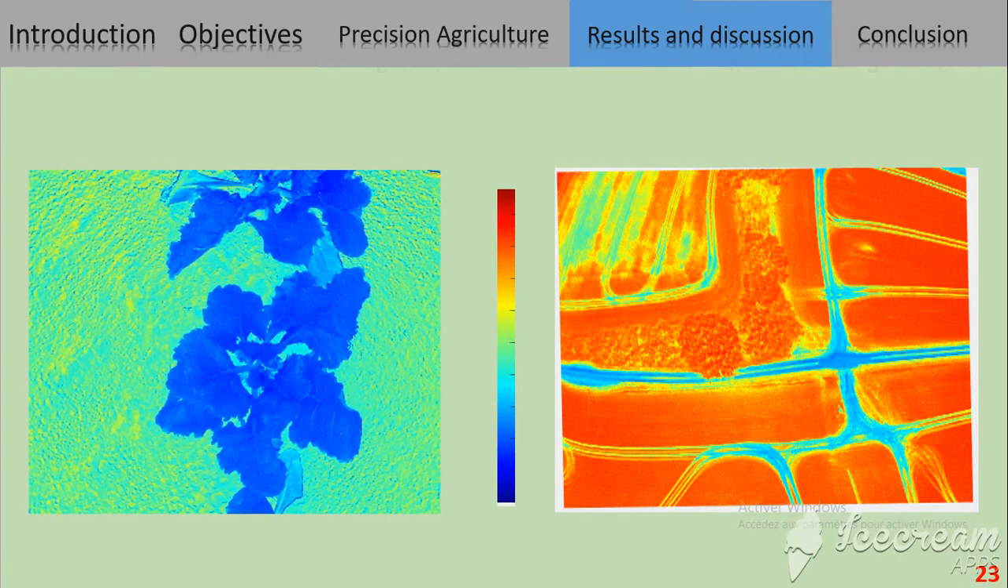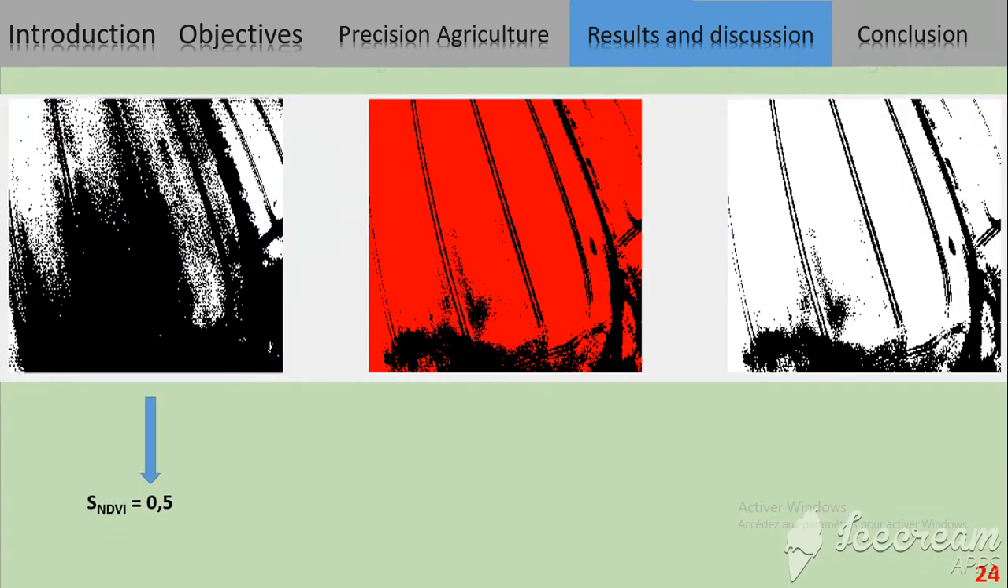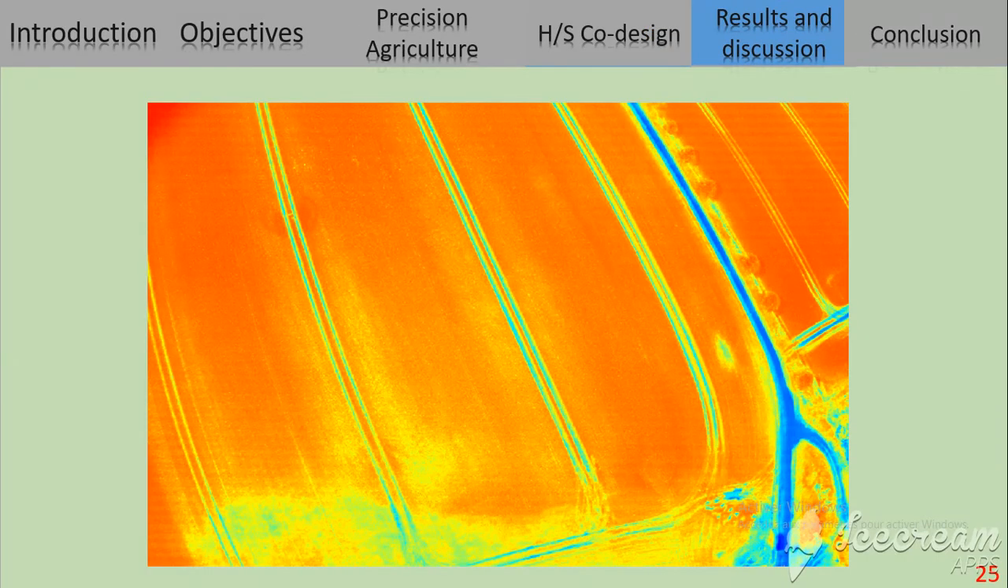As you see here, we have the results from the XU4 card. On the left, we have the Normalized Difference Water Index, and on the right, the Normalized Difference Vegetation Index. And here we have the Normalized Difference Vegetation Index, but using different thresholds. On the left, 0.5, and on the right, 0.25. And here we have the same image but using a matrix of the NDVI data.